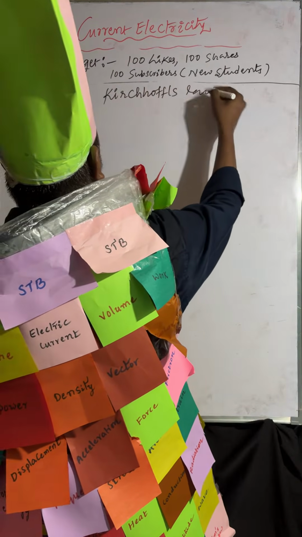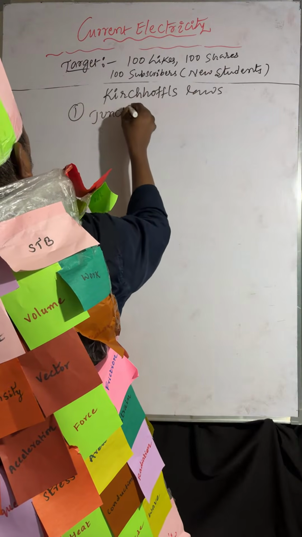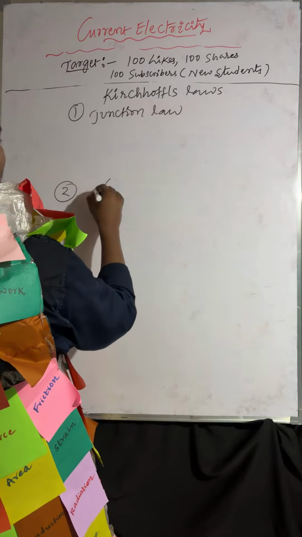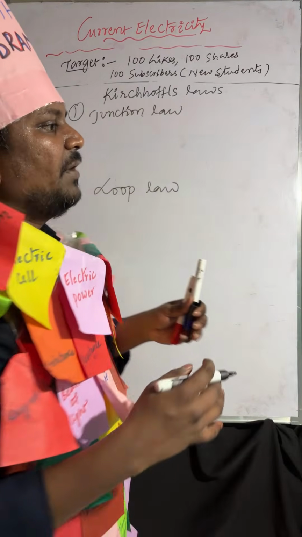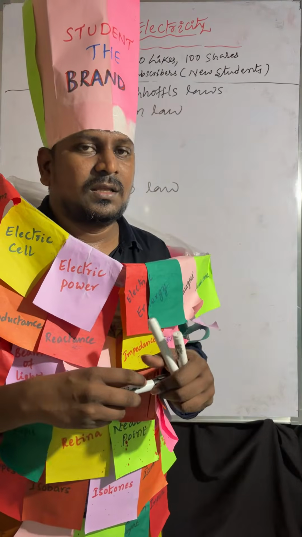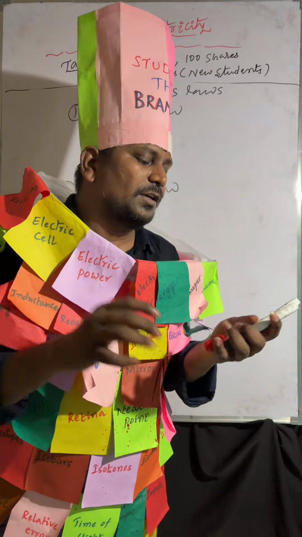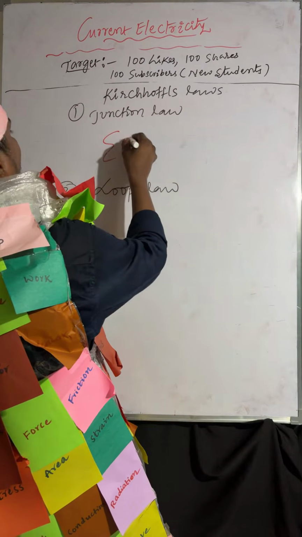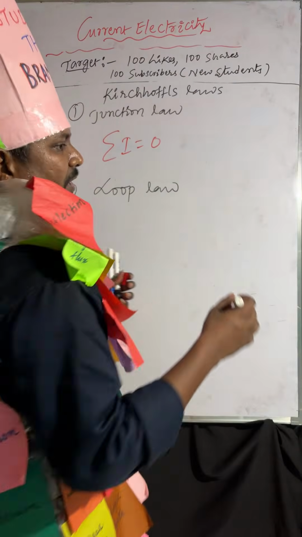Kirchhoff's laws. First one is the junction law. Second one is the loop law. Coming to the junction law, the algebraic sum of all the currents meeting at a junction equals 0. A junction is where two or more conductors meet at one point.